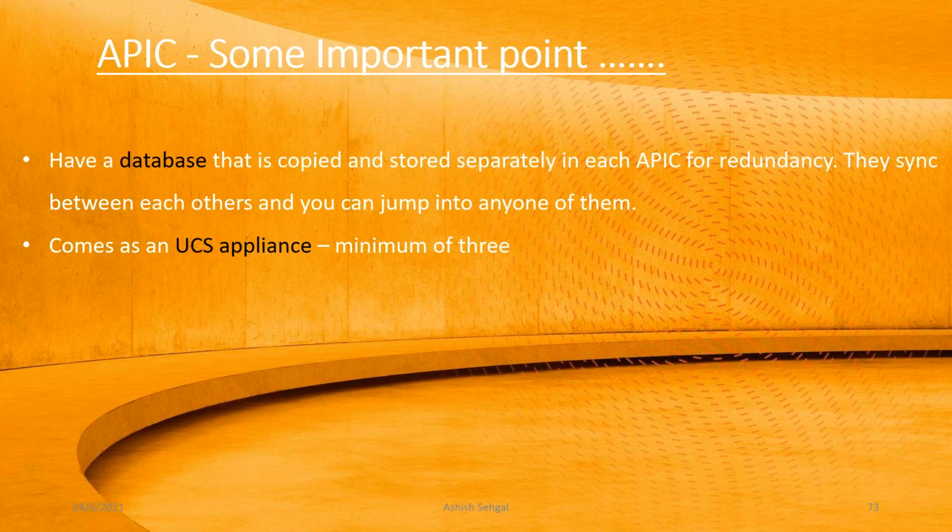In production, a minimum of 3 APIC controllers are required. Otherwise, if one single controller is there and that is gone, boom, your entire management plane is lost. Traffic will not be impacted because you have data plane and control plane running in your leaf and spine switches.